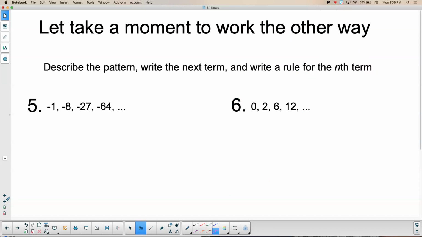Okay, so this is a classic style of problem, which you'll probably see on a test, quiz, or final. NTC likes these types of problems too, is written out here. So these would be the directions: describe the pattern, write the next term, write the rule.